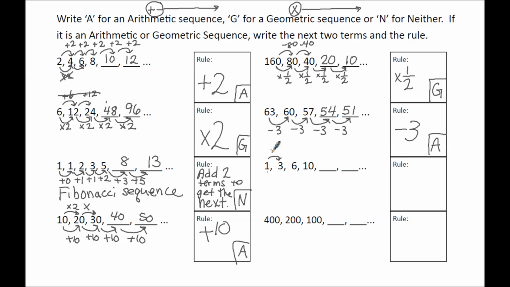Now to get from 1 to 3, I can multiply by 3, or I could add 2. And to get from 3 to 6, I could multiply by 2, but this doesn't seem to be working. So 3 plus 3 would give me 6, and 6 plus 4 would give me 10. And it looks like these numbers are increasing. So the next one I'm going to add is 5 to get 15, and then I'll add 6 to get 21.